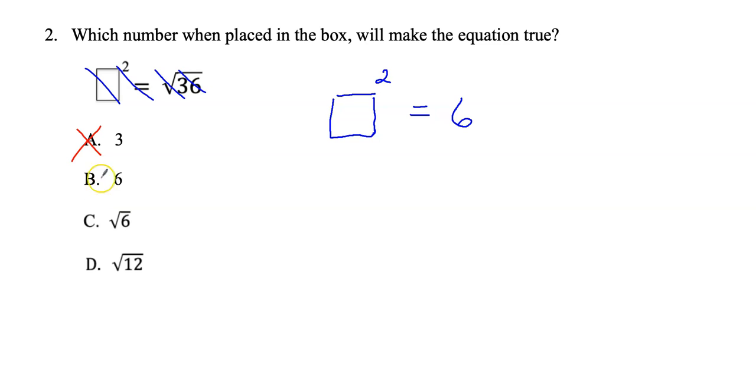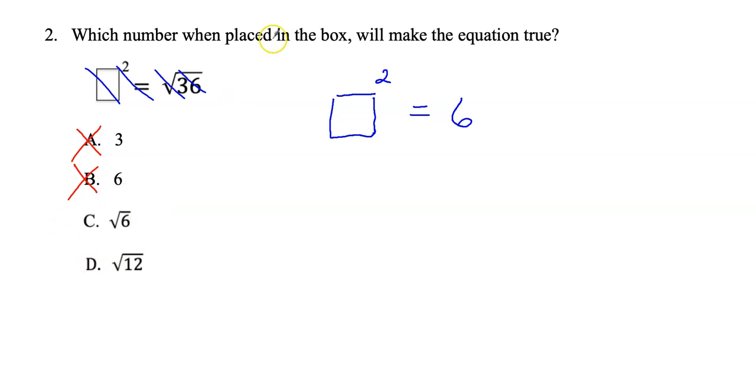Let's try B. Put in a 6 here into the box. Does 6 squared equal 6? No. 6 squared means 6 multiplied by itself 2 times. And 6 times 6 is 36. And 36 does not equal 6. So B is gone. Now you're down to 2 answer choices. If you need to guess, go ahead.